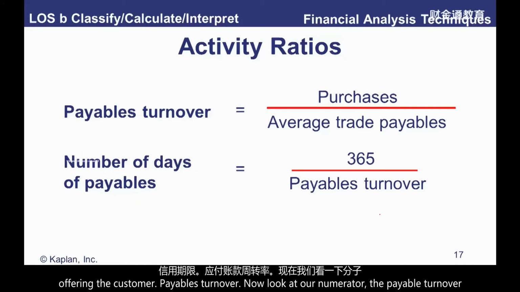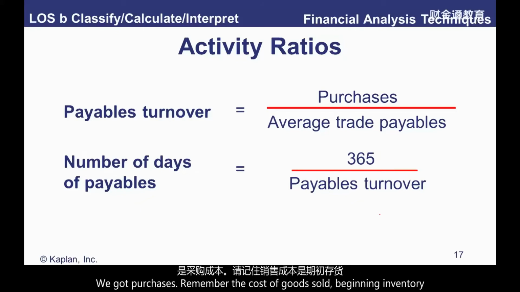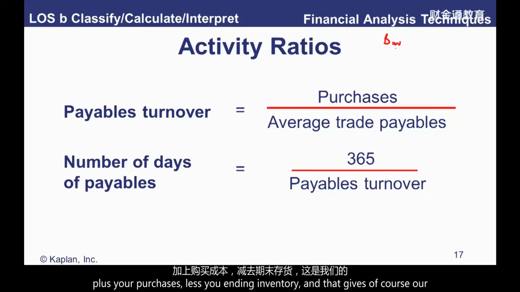Payables turnover. Now notice on our numerator for payables turnover, we've got purchases. Remember your cost of goods sold: beginning inventory, plus your purchases, less your ending inventory.